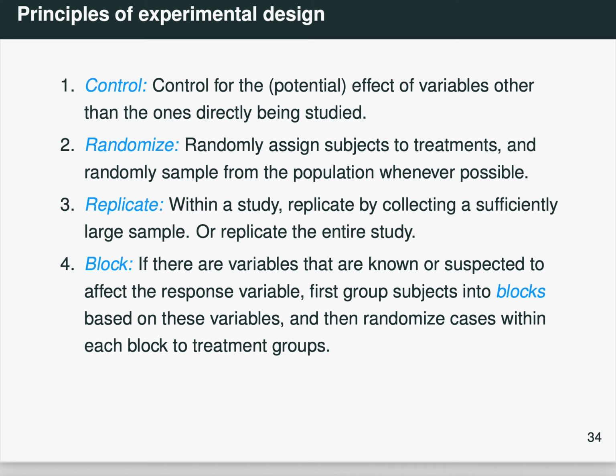It needs to be something somebody can replicate. If they can't replicate it and we can't find a trend of multiple studies, it's going to be thrown out. And then it needs to be a block. If there are variables that are known or suspected to affect the response variable, first group subjects into blocks based on those variables. So I have to recognize there's more than one factor in a lot of ways. And so I want to block those factors out with those in mind.